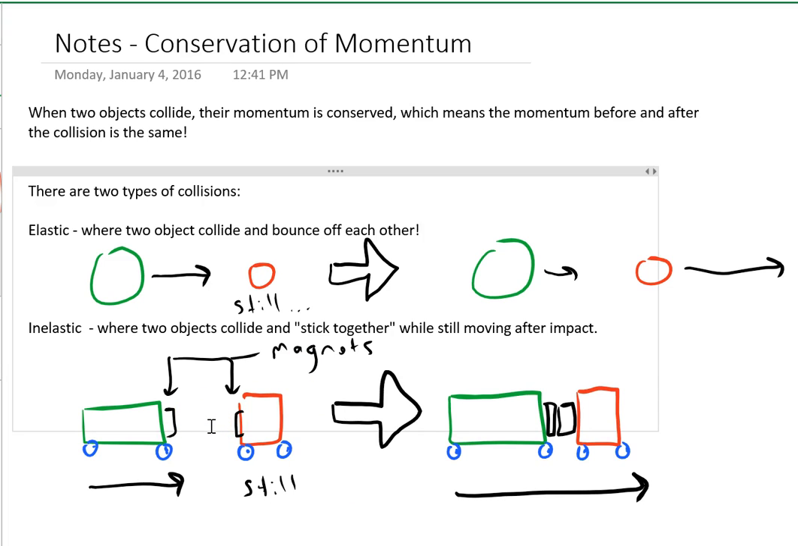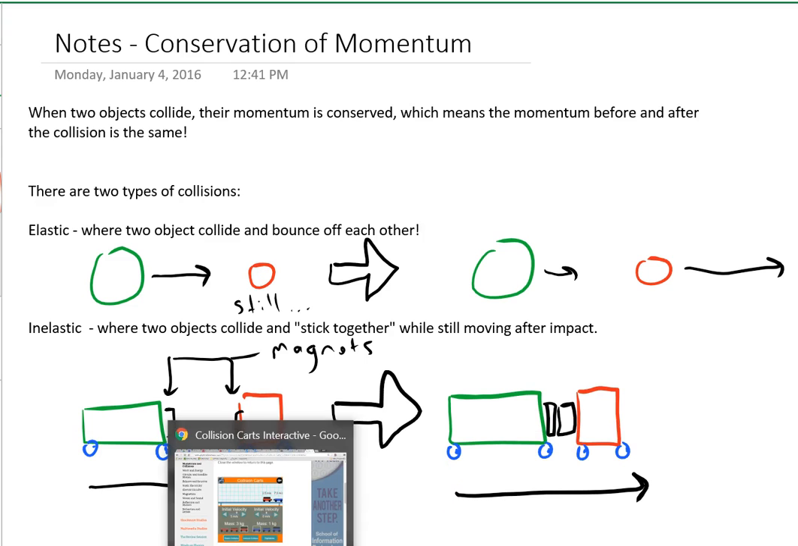So this is usually shown with two carts with magnets. The magnets are what cause them to basically stick together. In real life, this would be like two cars crashing into each other and basically the bumpers and fenders being stuck together after the impact. So these two objects collide, they're stuck together with the magnets, and now they're both moving afterward, but they're still attached. So let's see a better example of this.